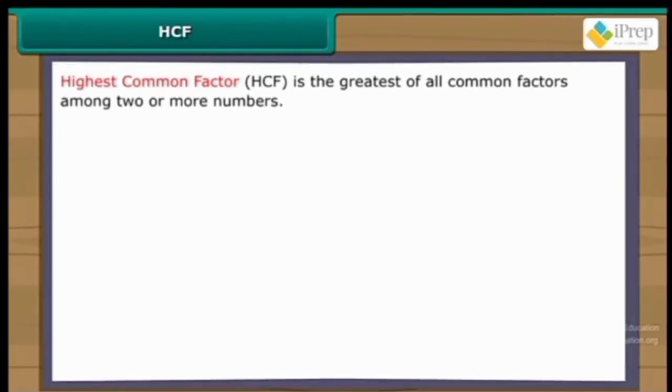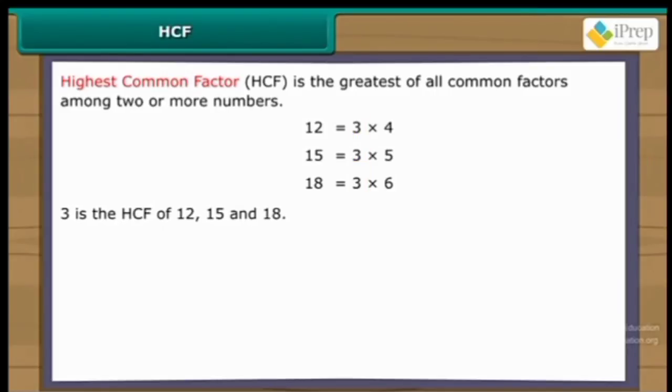Highest common factor, or HCF, is the greatest of all common factors among two or more numbers. Let us identify the HCF of 12, 15 and 18. 12 is equal to 3 into 4, 15 is equal to 3 into 5, 18 is equal to 3 into 6. The common factor is 3. Therefore, 3 is the HCF of 12, 15 and 18.